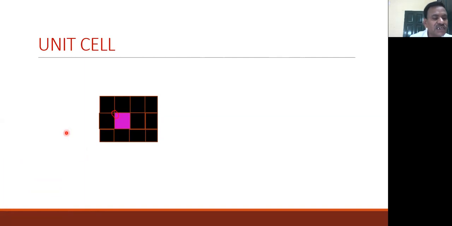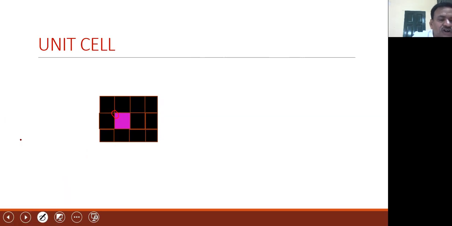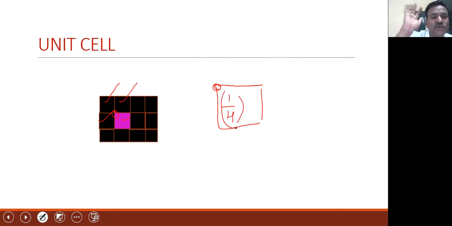Whatever atom is there at the corner, this atom which is present at the corner, this is one corner. This corner atom is shared between this one, this one, this one, this one. What is the contribution here? 1/4. That is one fruit, shared between four members. That is a 1/4 contribution made to this cell.